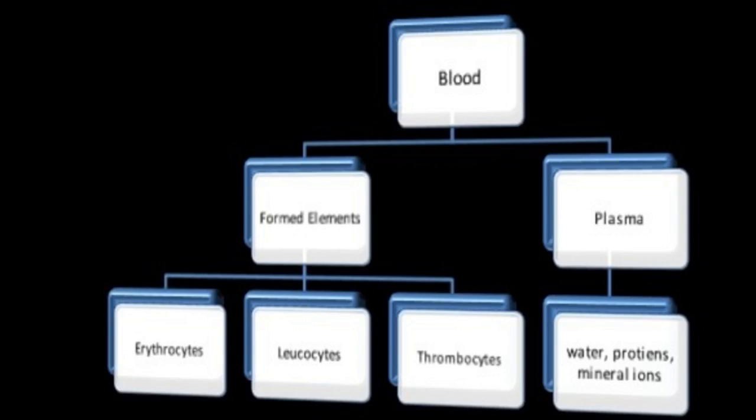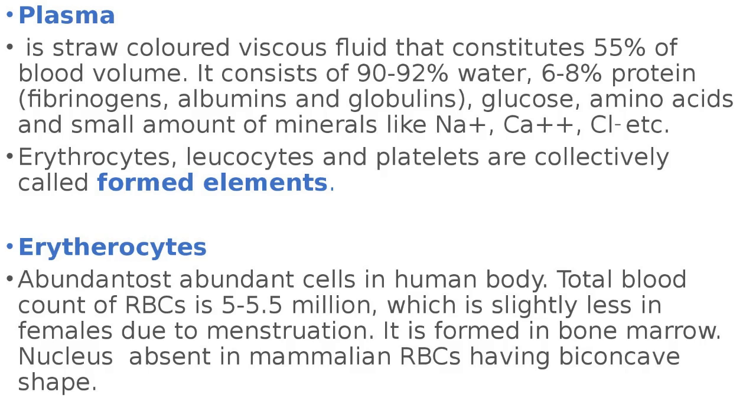If we talked about the RBCs, content of RBCs, then it is 5 to 5.5 million per cubic millimeter of blood. We talked about the lifespan of the RBCs, that is 120 days. And one more thing we have done, that spleen is known as the graveyard of the RBCs.